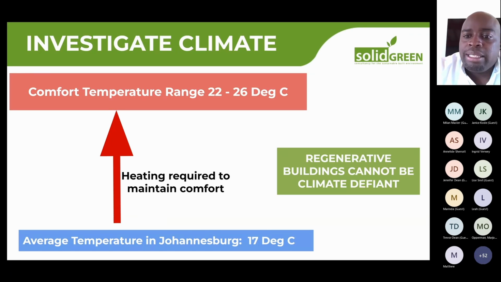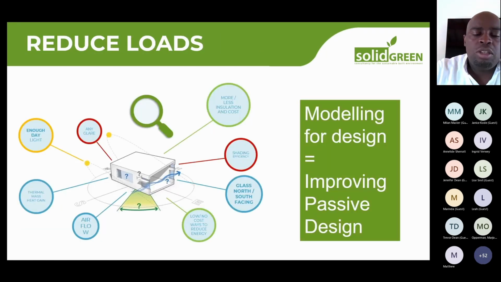So regenerative buildings cannot be climate defiant, and that is, for me, one of the key elements of wherever we're trying to do these things. We say, is this defiant or in line with the climate that it is in, in terms of the building's design? So when we go on to the reducing loads phase, this is where we are using modeling for design to improve the passive design of the building. And that's where we try to answer questions in a way that has numbers and real feedback.